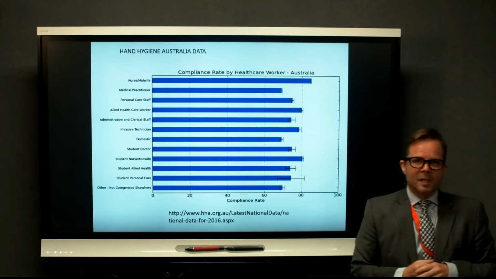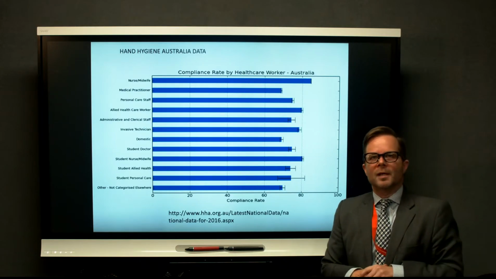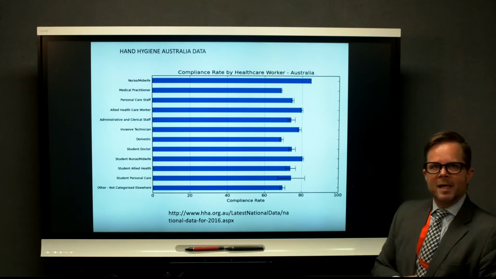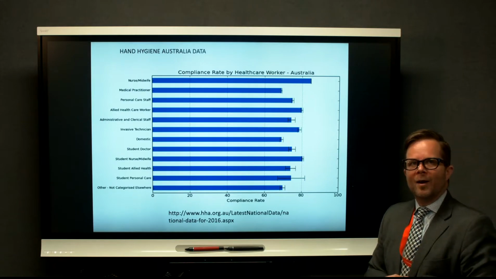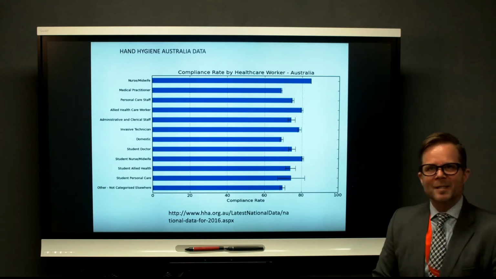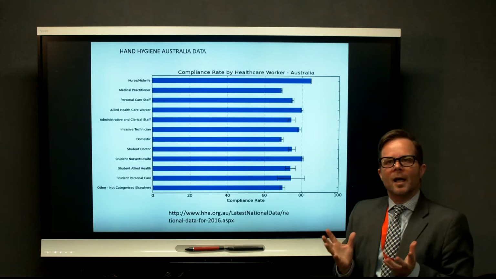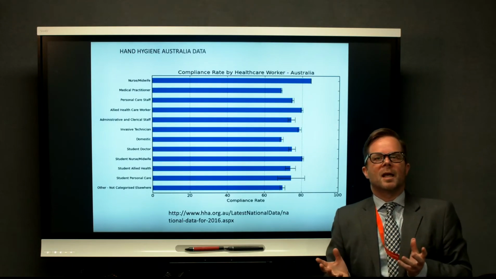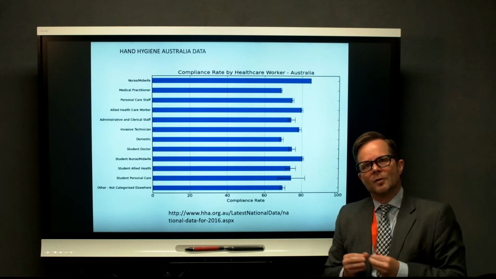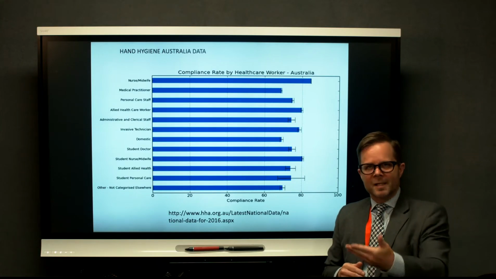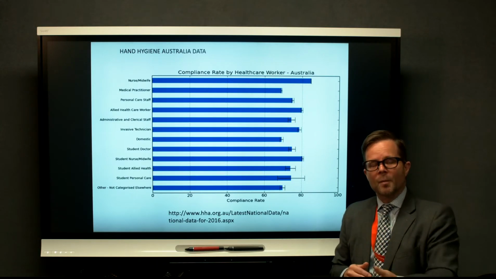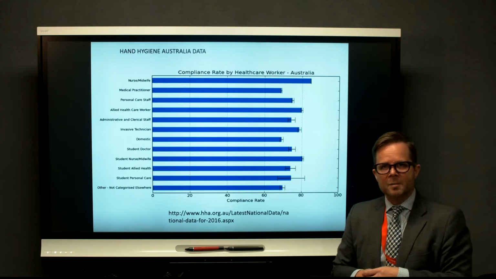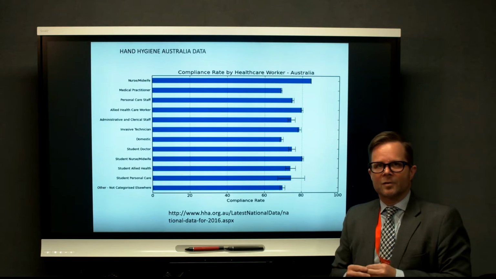Now, it's interesting when you look at the literature in the healthcare setting. This is data from the Hand Hygiene Australia database. So in healthcare, we are so serious about this hand hygiene because if you do it poorly, it spreads disease, and it spreads things like multiple resistant organisms, and they are very dangerous.